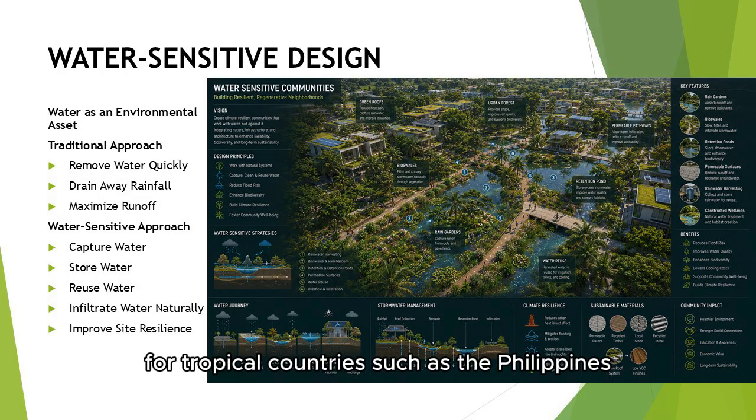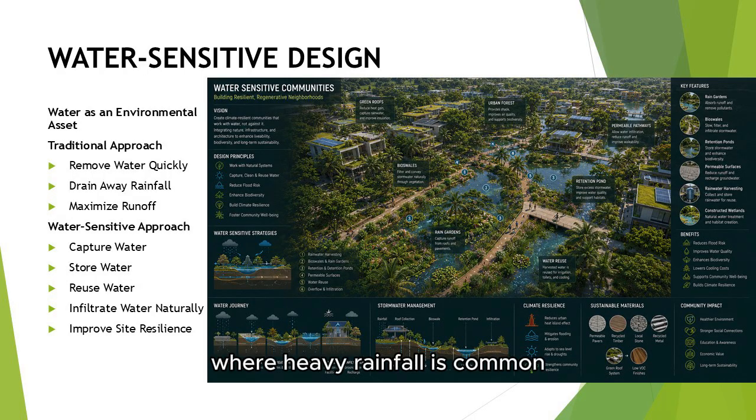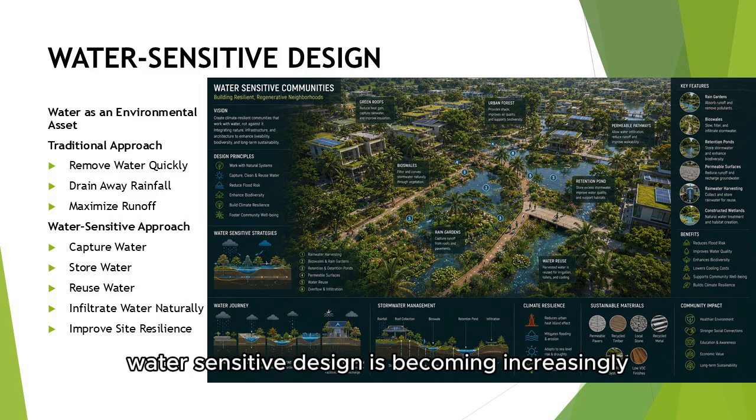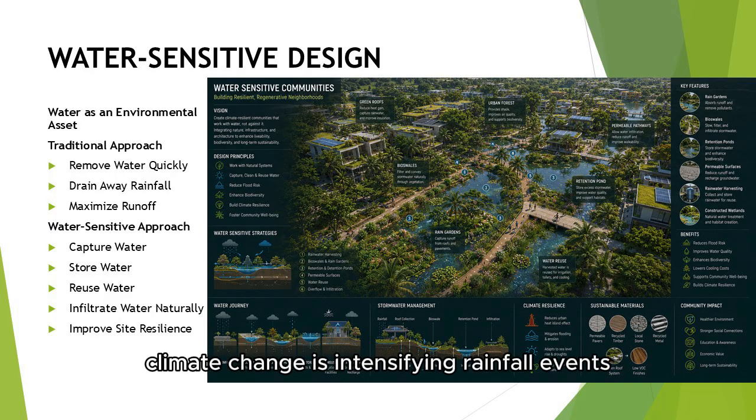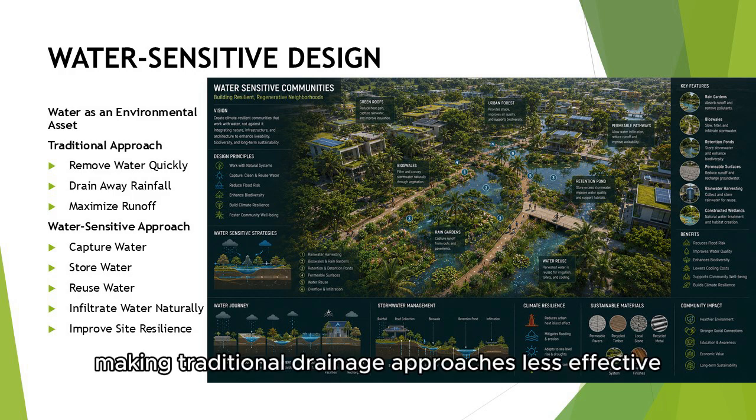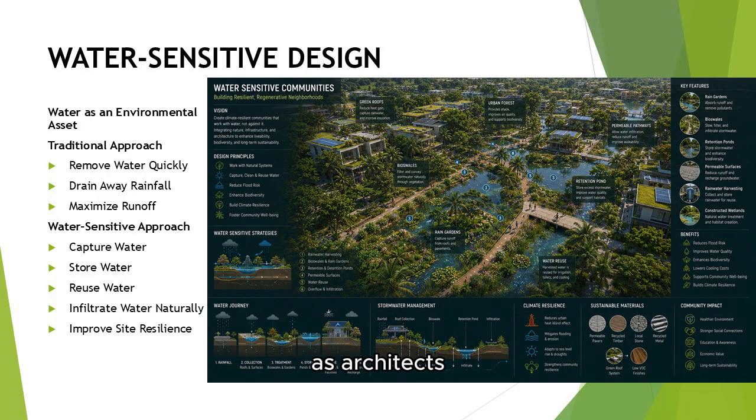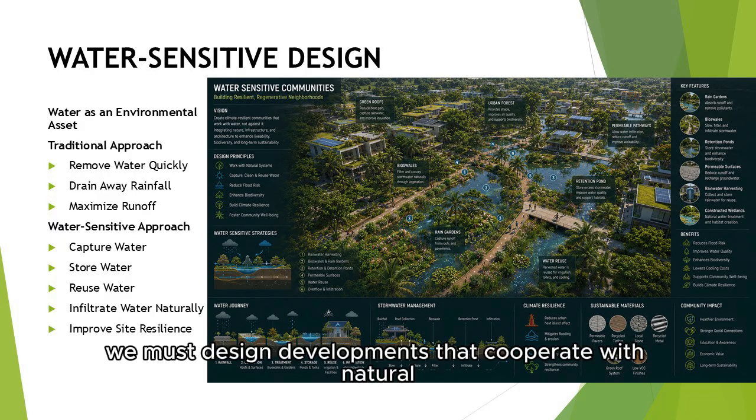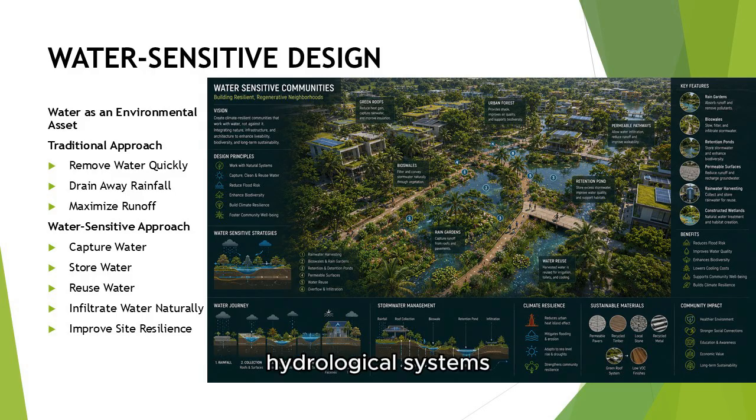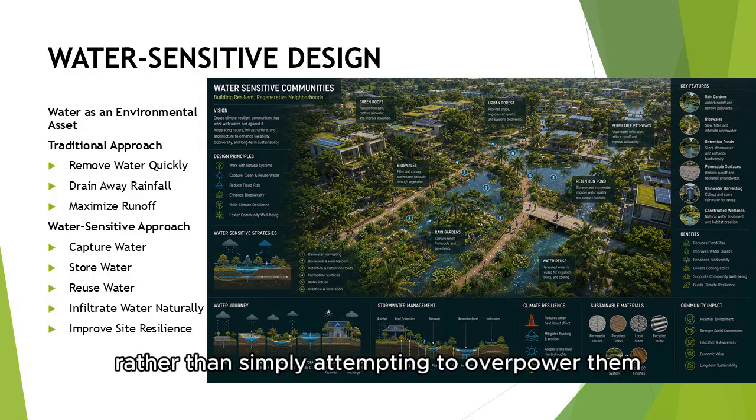For tropical countries such as the Philippines, where heavy rainfall is common, water sensitive design is becoming increasingly important. Climate change is intensifying rainfall events, making traditional drainage approaches less effective. As architects, we must design developments that cooperate with natural hydrological systems rather than simply attempting to overpower them.